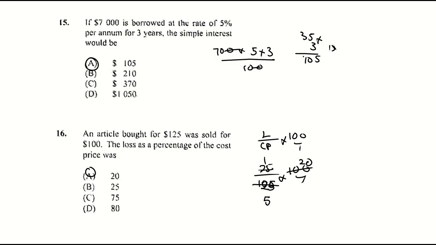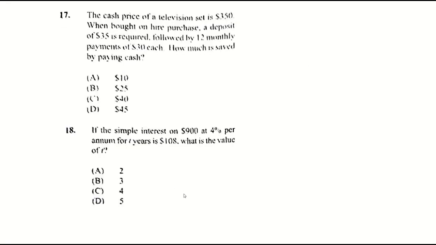Right, let's look at number 17. The cash price of a television. Oh, this is a repeated question. We know how much was saved was $45. We said the higher purchase price was 35 plus 12 by 30. When we multiply that, we got 395, right? And then 350 minus 395 is 45.